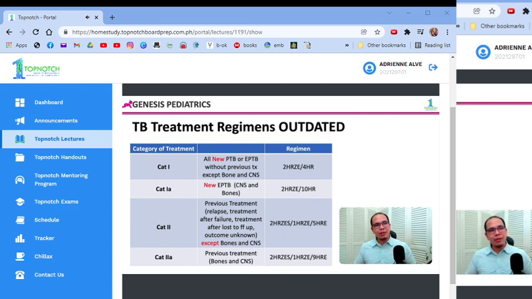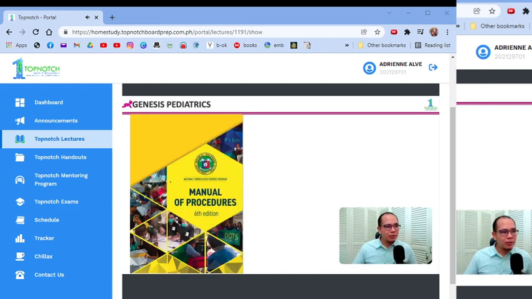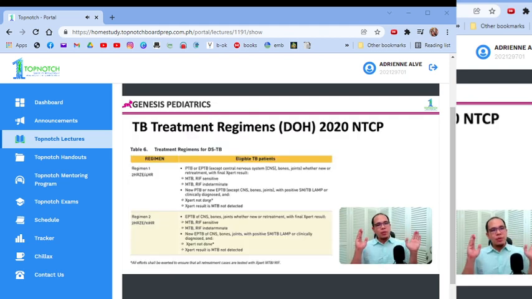And how do you treat your TB? This is from the old regimen. I think we're familiar with this, category 1, 1A, 2, 2A, 3, something like that, di ba? Ngayon, again, going back to the manual of procedures, which I highly encourage you to read, ito na yung ginagamit natin. We are talking here for DSTB, drug-sensitive TB, because for MDR-TB, medyo mas masalimot yun.